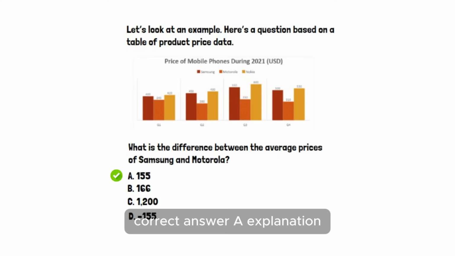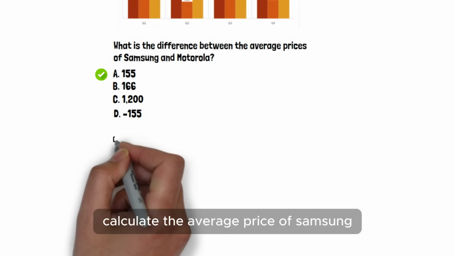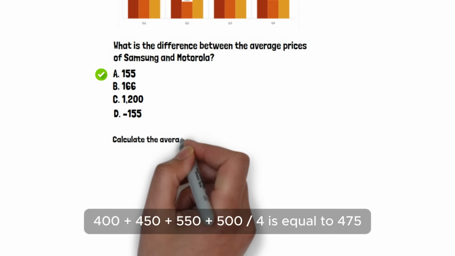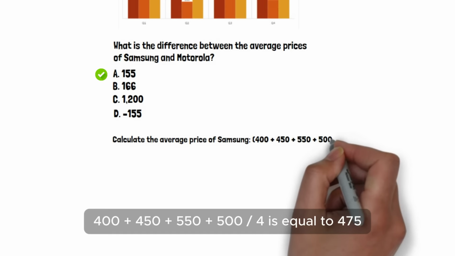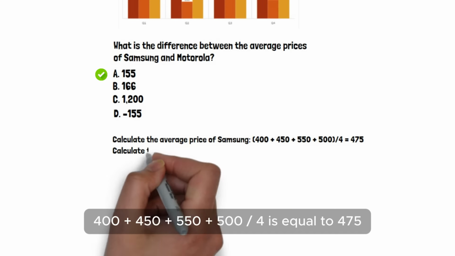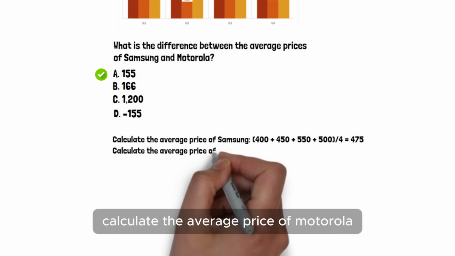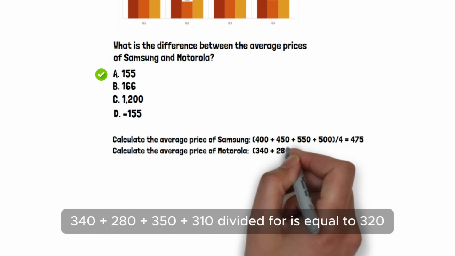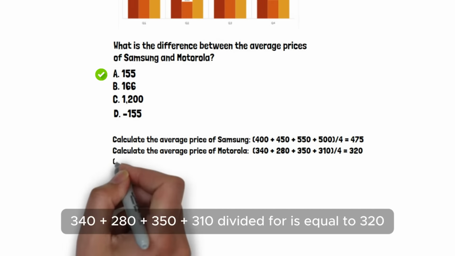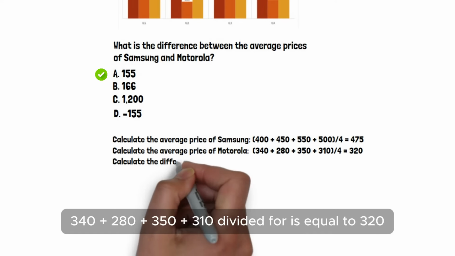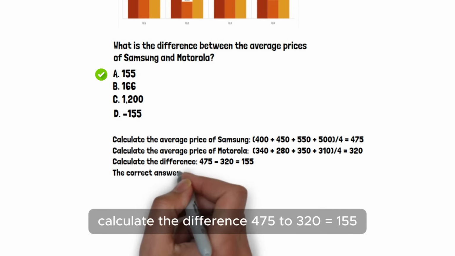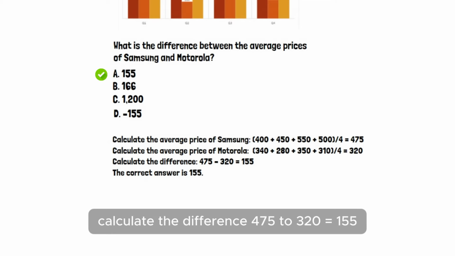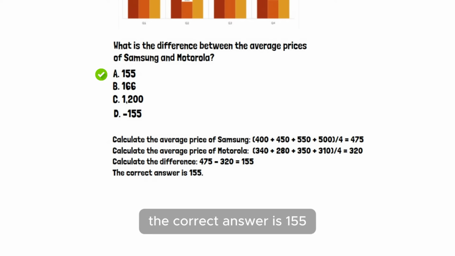Correct answer, A. Explanation. Calculate the average price of Samsung. 400 plus 450 plus 550 plus 500 divided by 4 is equal to 475. Calculate the average price of Motorola. 340 plus 280 plus 350 plus 310 divided by 4 is equal to 320. Calculate the difference. 475 minus 320 equals 155. The correct answer is 155.